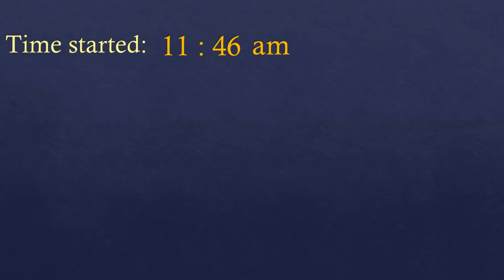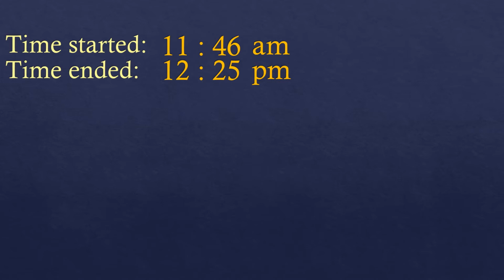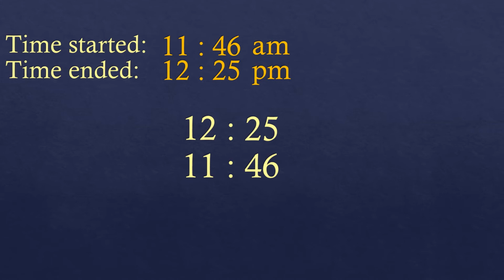So another example, we have time started at 11:46 in the morning and it ended at 12:25 in the afternoon. So what is the estimated elapsed time? So we are going to arrange it first with the time ended minus the time started, and then we round off the minutes. So since it's 25, it ended with 5, so if it's 5 or above, you're going to round up, so it becomes 30. And for the bottom minutes, it's 46, so it ends with 6, so we also round this up to 50.